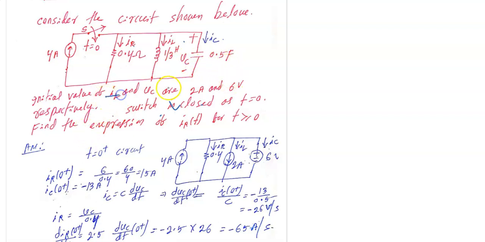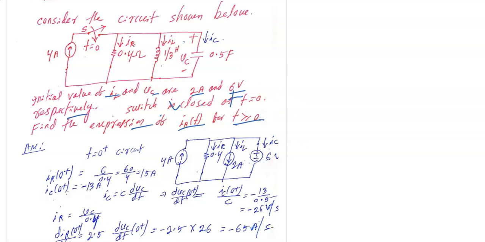Initial values of IL and VC are 2 ampere and 6 volt respectively. Before closing the switch, the initial voltage and current have been given. That is, the initial current through the inductor and the initial voltage across the capacitor are 2 ampere and 6 volt respectively. The switch is closed at t equal to 0. Find the expression for the current through the 0.4 ohm resistor for all time.